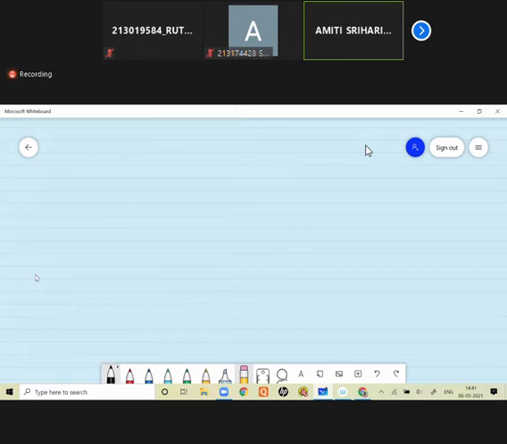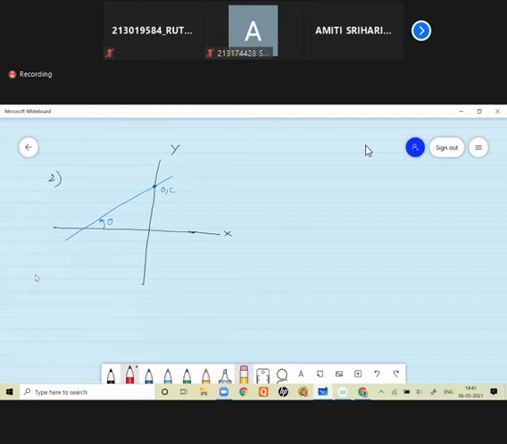Now come to the point. Next graph. Children, you see, please. This is the x-axis, y-axis. This is theta. This is 0, C. What is M there? Slope. M is equal to what? Tan theta. C is called the y-intercept.